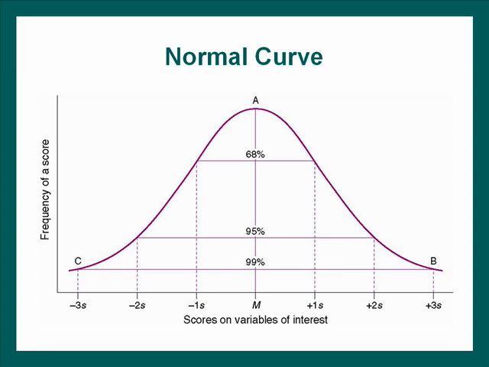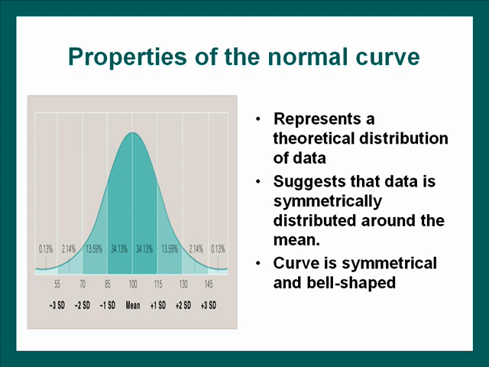Now that we're on the normal curve, there's a couple things that we need to be reminded of. Again, what this normal curve represents is a theoretical distribution of data. We can say we collect data, it should look like this. And it does, actually. If we have enough numbers on the same sample of a group of individuals, a population, generally speaking, when we graph the numbers, it's going to look like this. It suggests that the data is symmetrically distributed around our mean, mode, and median. And as you can see, it's bell-shaped.